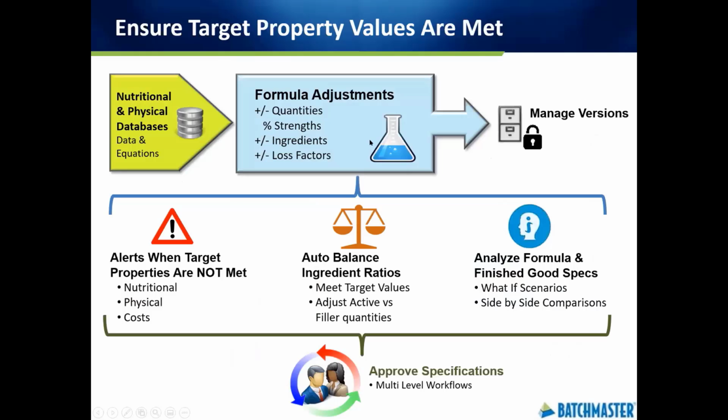In order to meet and ensure target property values or label claims, you have the ability to dynamically balance the ingredients to meet these target values. And again, those could be nutritional, physical, or cost.